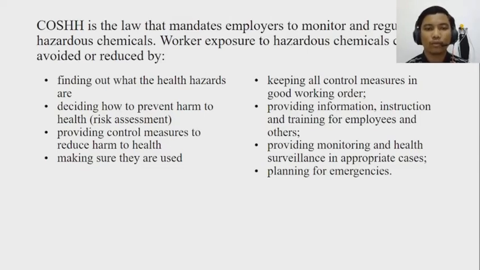Worker exposure to hazardous chemicals can be avoided or reduced by these eight steps: finding out what the health hazards are, deciding how to prevent harm, health risk assessment, providing control measures to reduce harm to health, making sure they are used, keeping all control measures in good working order, providing information, instruction and training for employees, providing monitoring and health surveillance in appropriate cases, and planning for emergencies.